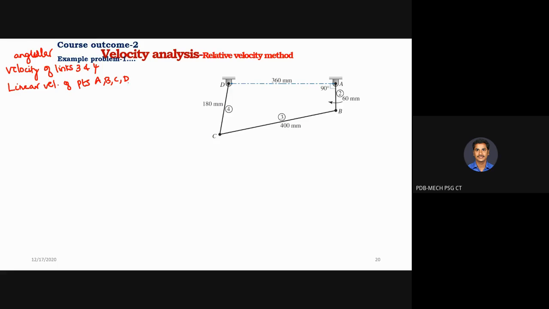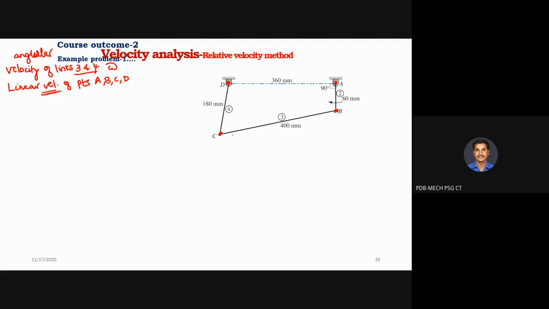If you want, you can add further points in between any locations in the link, so that it is also possible to find out the velocities. But from the problem perspective, let me find out the velocity at point A, point B, point C and point D. So what indicates velocity? It is linear velocity. And angular velocity is omega. So angular velocity omega, and linear velocity at the points, we determine. So these 4 points, A, B, C and D.